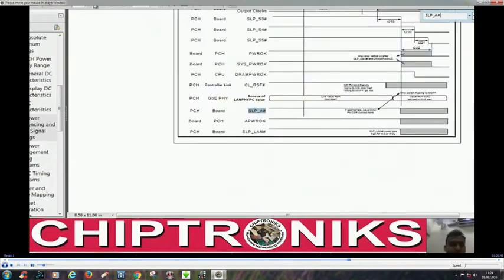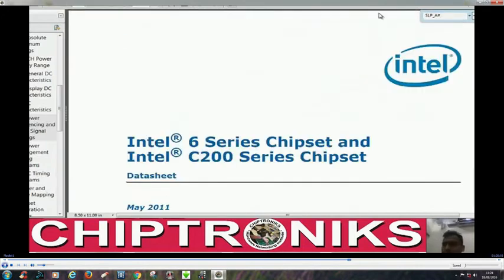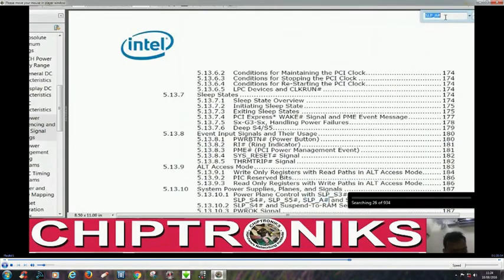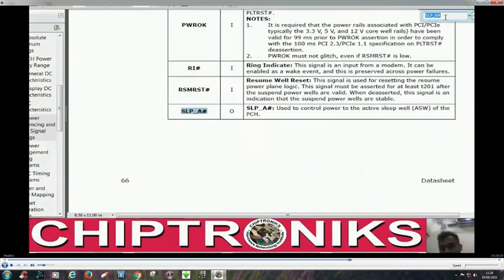Let's check the definition of SLP underscore A. We go back to page number 1 and search SLP underscore A. You can see SLP underscore A is used to control power to the active sleep well of the PCH. This is important. This active sleep well is basically the AMI well. In the Intel Series 5 chipset we were talking of AMI, but here this AMI well is renamed as active sleep well.